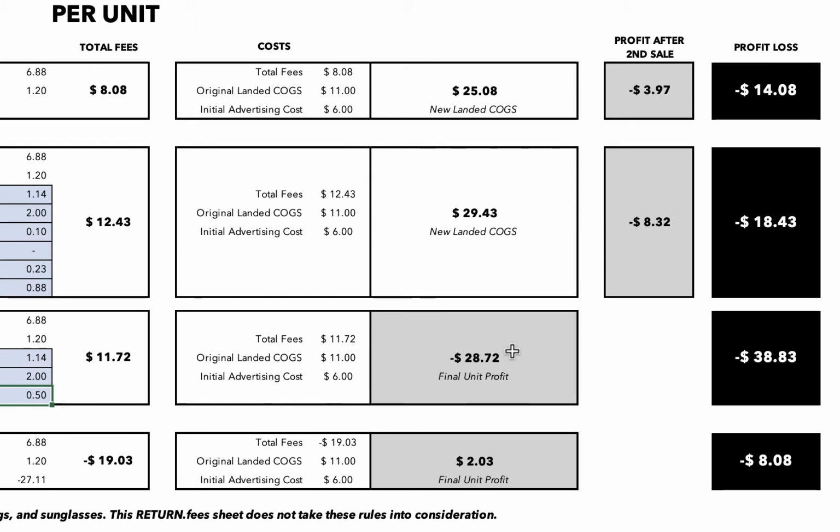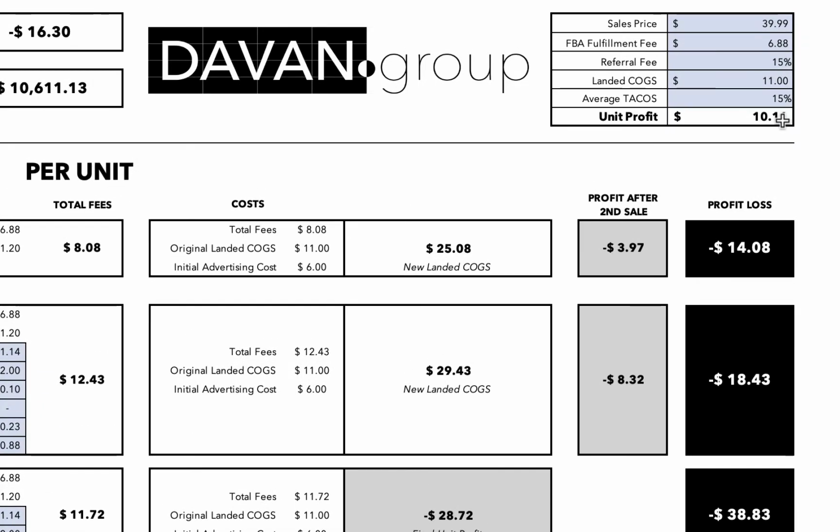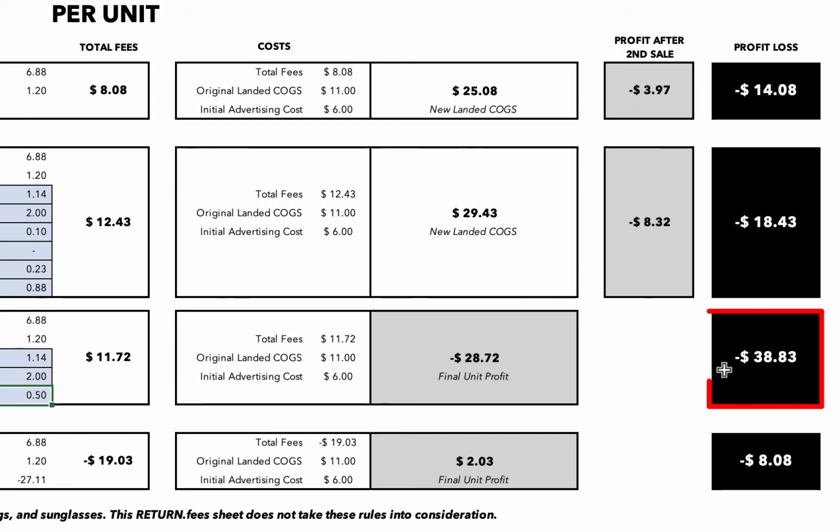Right. That means after removing this order, we actually lost $28.72. Now, where do those numbers come from? Well, we have the total fees, the $11.72, the original landed COGS of $11, and the 15% TACoS, $6. All added up, we see that we lost $28.72 on that sale. We could have made $10.11 had the customer not returned it, which means the profit loss was actually $38.83. You're going to see that this scenario right here is the most expensive scenario that can happen.